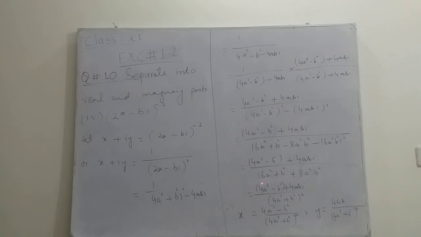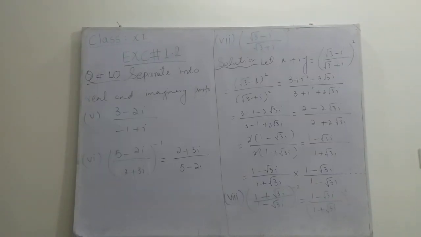So now we have finally 16a^4 plus b^4 plus 8a square b square, which is the formula of (4a square plus b square) whole square. So we will write it in the form of (4a square plus b square) whole square. Dividing separately, we have (4a square minus b square) divided by (4a square plus b square) whole square. It will be real part x, and when we divide the 4ab iota, its imaginary part y is 4ab divided by (4a square plus b square) whole square.